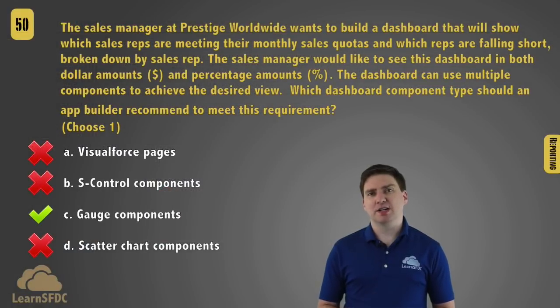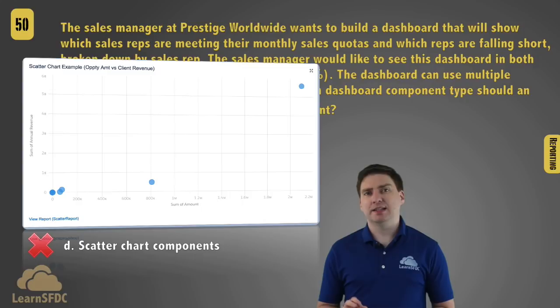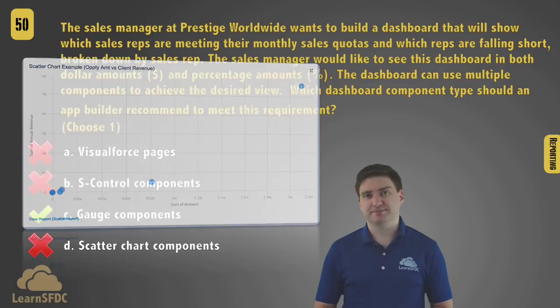D is incorrect because a scatter chart is used to show one or two groups of reporting data as dots, and it cannot show whether each sales rep is reaching a threshold or not.